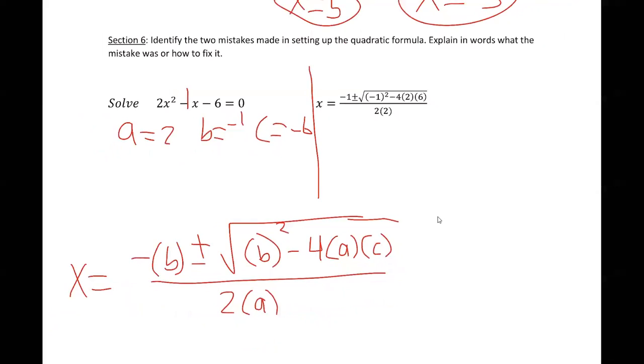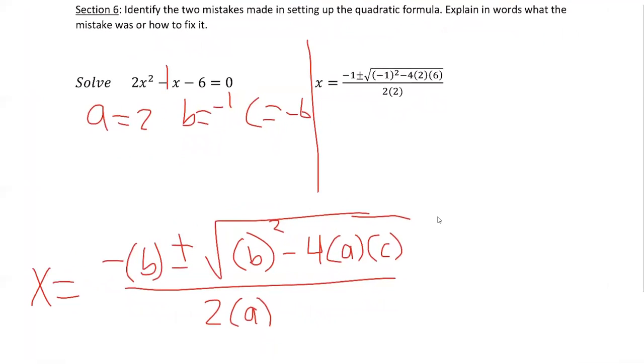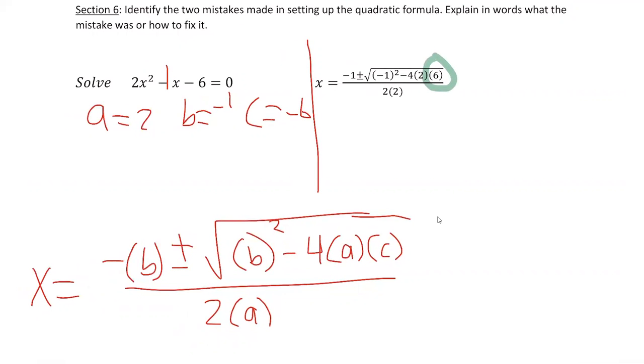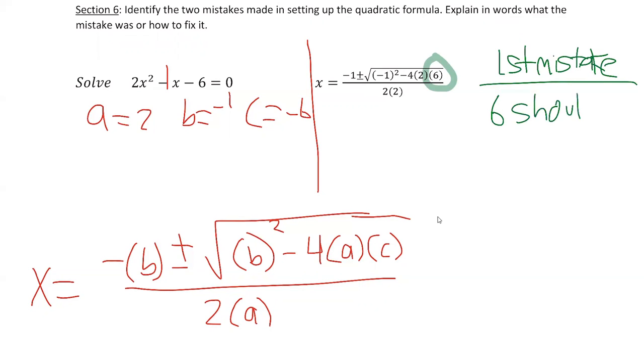So they said there's 2 mistakes in this quadratic formula. Does anyone see any of their mistakes? Okay, so that's the first one, and in my opinion, I think this one's the easier one to spot, but like that one right there, right? So I'm going to call that the first mistake, the 6 should be -6.